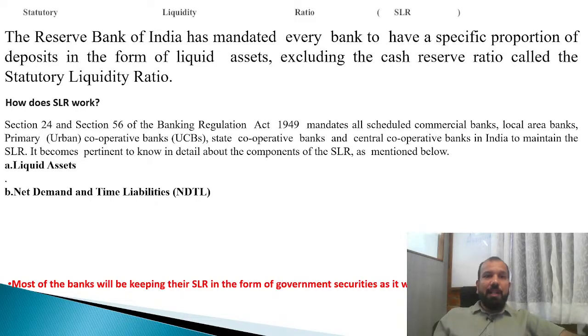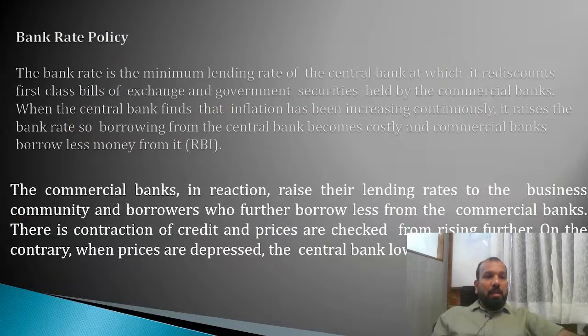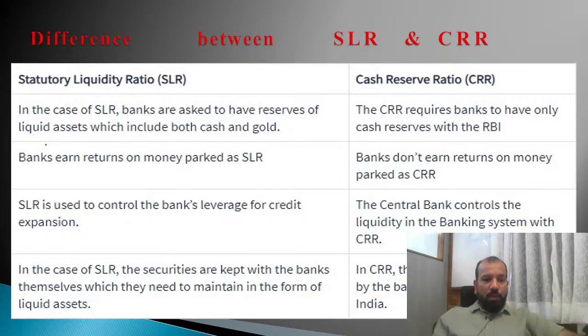Clear? So the Reserve Bank of India has mandated every bank to have a specific proportion of the deposits in the form of liquid assets. What is a liquid asset? A liquid asset is whatever funds or money can easily be transformed into cash. That is called a liquid asset. Excluding the cash reserve ratio, which I already discussed, the bank has to keep it themselves. You don't need to keep it with the RBI. Clear? Then this is all about the difference we have already discussed.